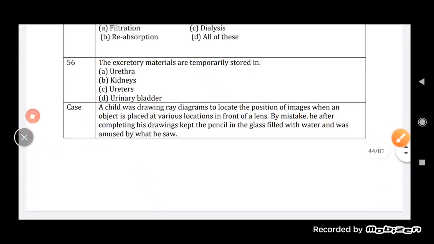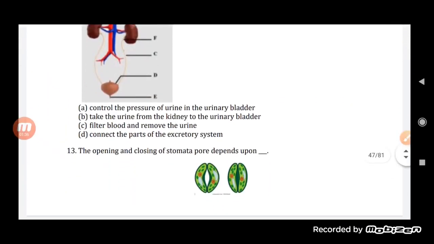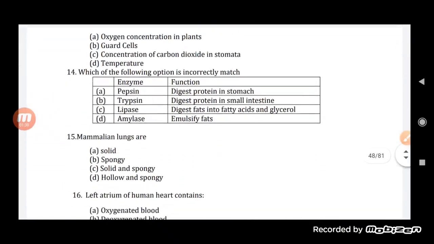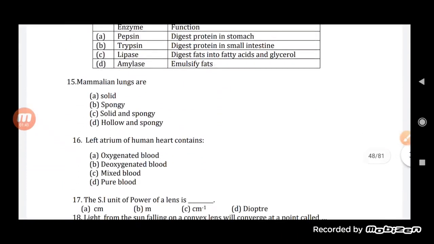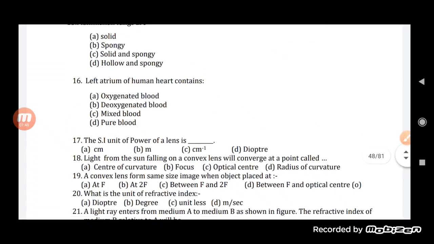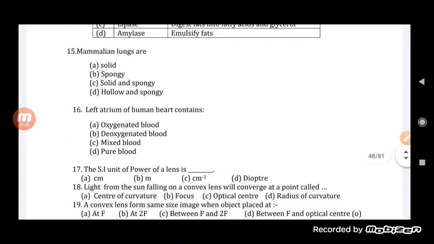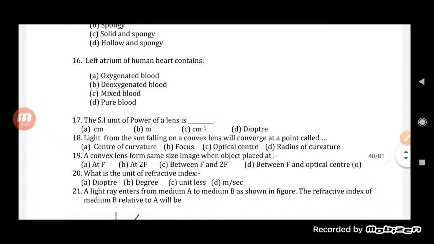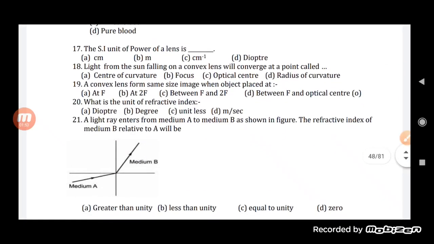Now let us move on. Now see here, the question is, mammalian lungs are what? Solid, spongy, solid and spongy, or hollow and spongy. So basically mammalian lungs are what? That is solid and spongy here.